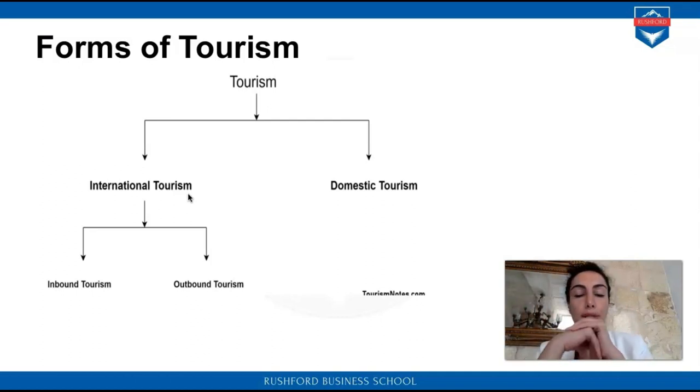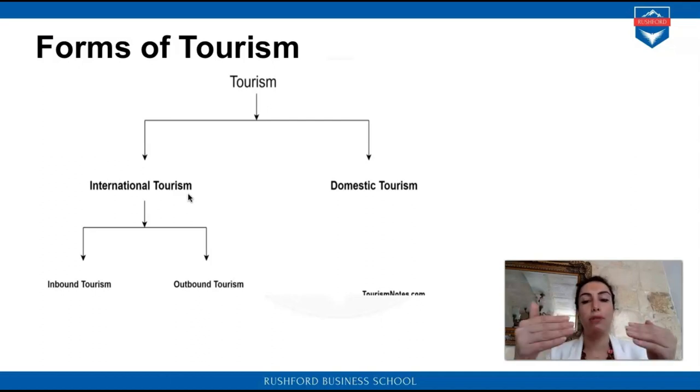For international tourism, we have inbound and outbound. Inbound means people are coming to my country. This we call inbound. Outbound means, for example, if you are living in Paris and you want to visit London, we call it outbound. That means I'm leaving my country, my origin. Paris will be the origin, and I'm going to visit London. So outbound means I'm leaving my origin to visit another place. But if I want to bring a tourist to France, for example, we call it inbound.